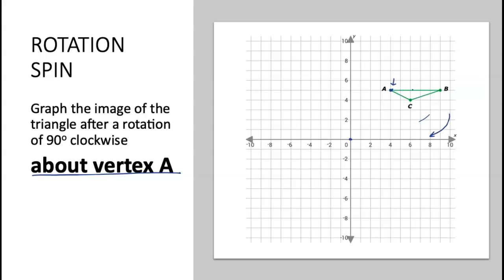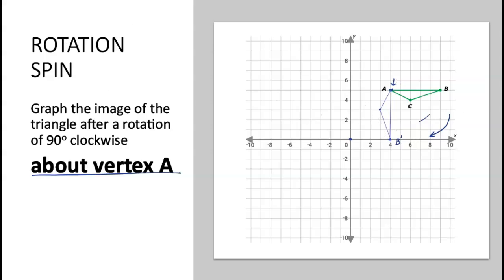How far is that? 1, 2, 3, 4, 5. My B would spin to here. And then my C would also spin 90 degrees. And that looks like it would be here. Now let's go ahead and get some lines on that so we can see it. Okay, so that makes a little bit more sense. I'm going to label C here as well.